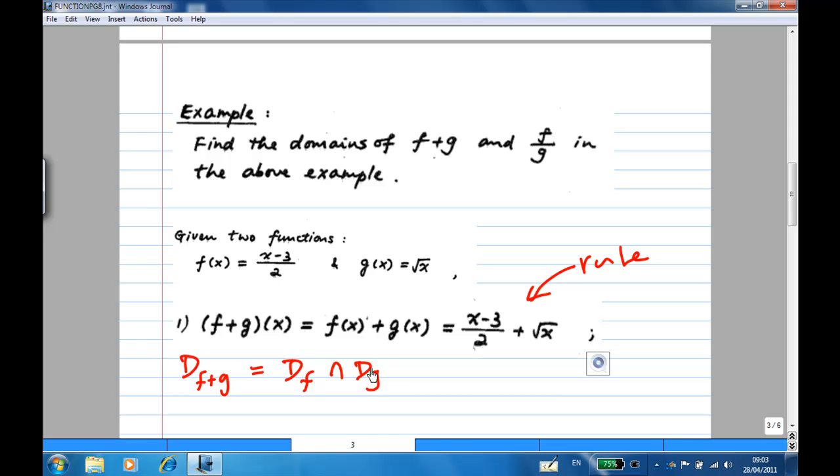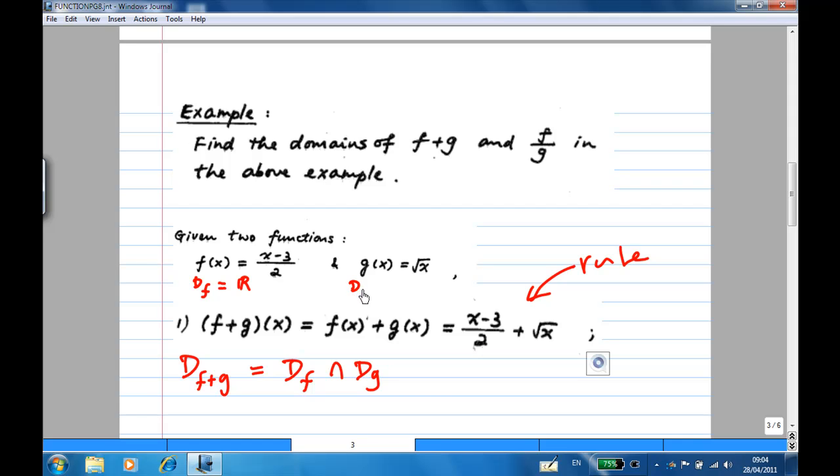Now, what is the domain of f? Now f of x is (x minus 3) over 2. So we know the domain of f is all the x so that the rule makes sense. In this case, x can be any real number because you can take any number minus 3 divided by 2. It still makes sense. Then how about the domain of g?